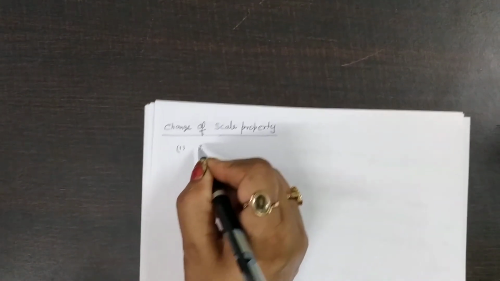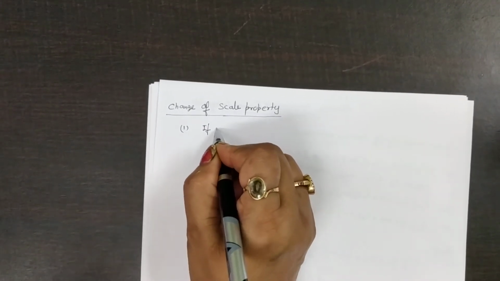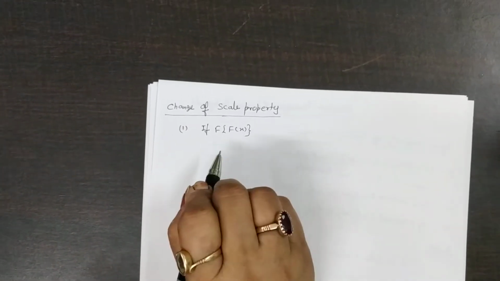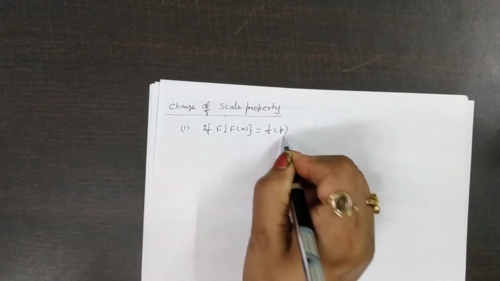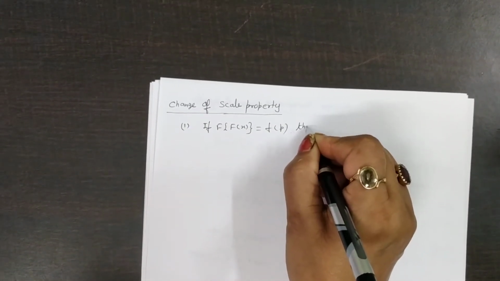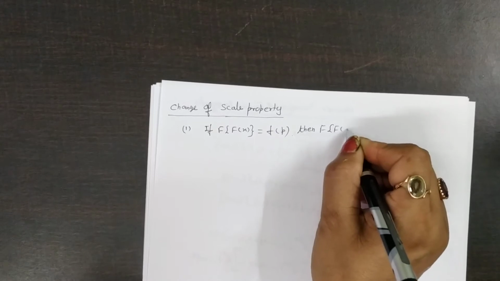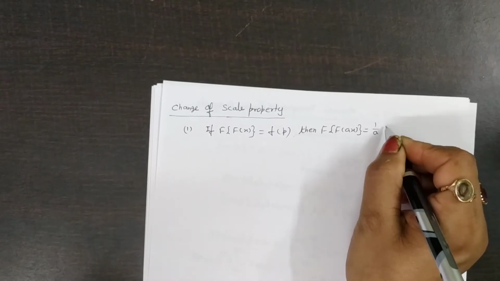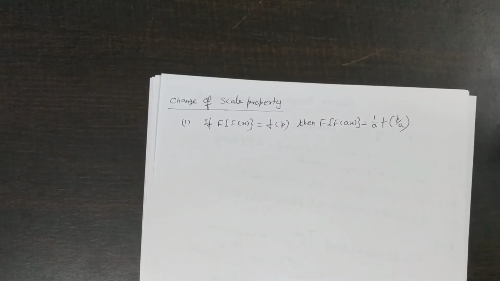If F of f(x) is equal to F(p), then F of f(ax) is equal to 1 by a F of p by a. Similarly, you have proven this for the Laplace transform.